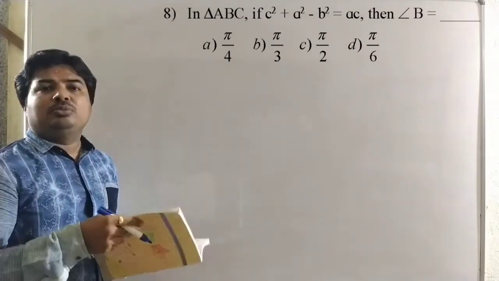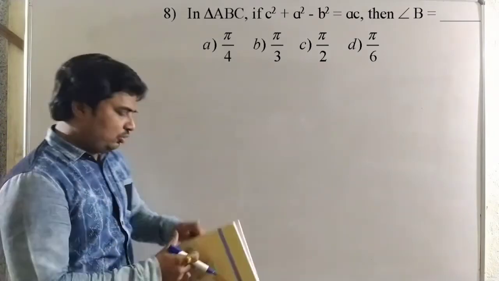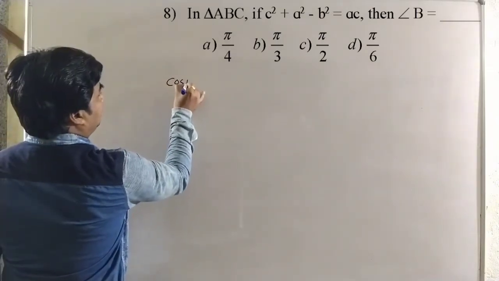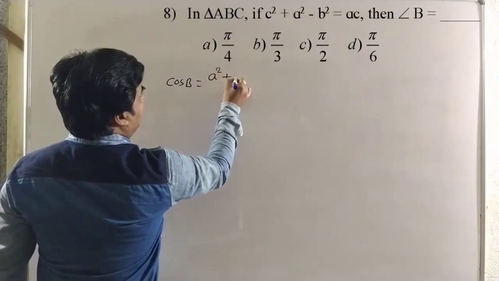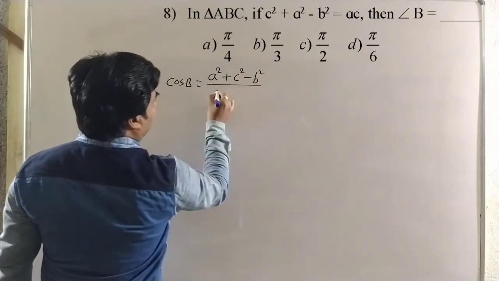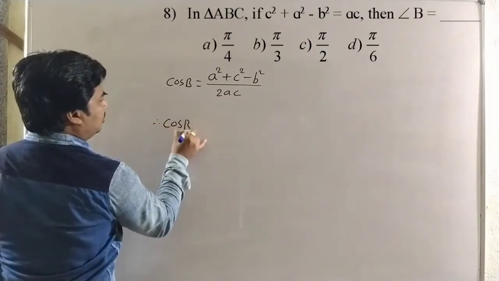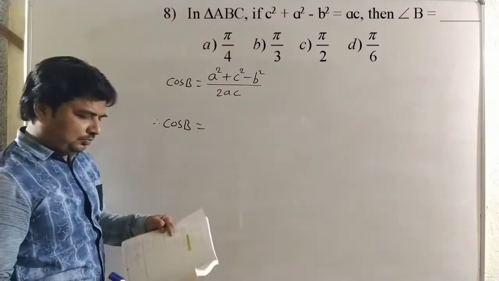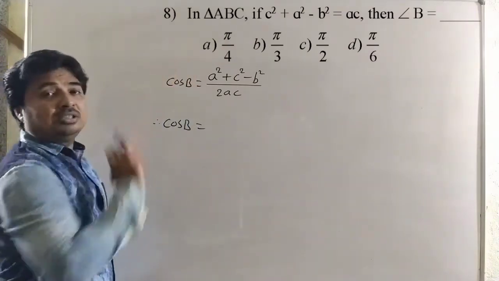Okay, here when we want to find the angle, we use the cosine rule, that is cos A, cos B and cos C. Here we want to find the angle B, so we use the cosine rule, that is cos B, and cos B is a square plus c square minus b square upon 2ac. Okay, and therefore cos B is equal to, see carefully, it is a cosine rule, a square plus c square minus b square, that is c square plus a square minus b square is equal to AC. It is given in the question.